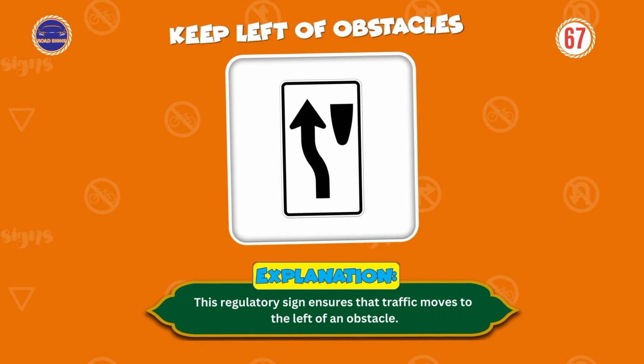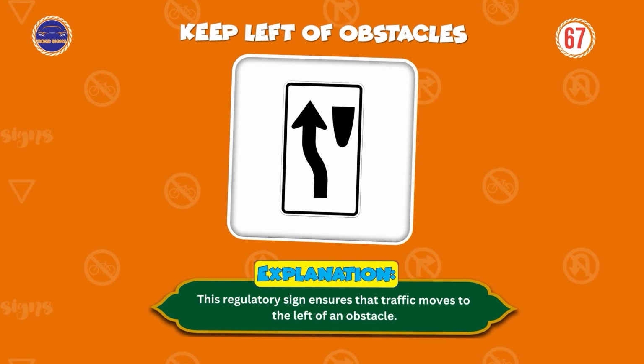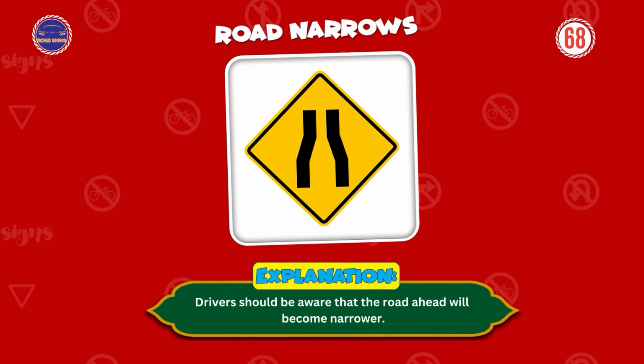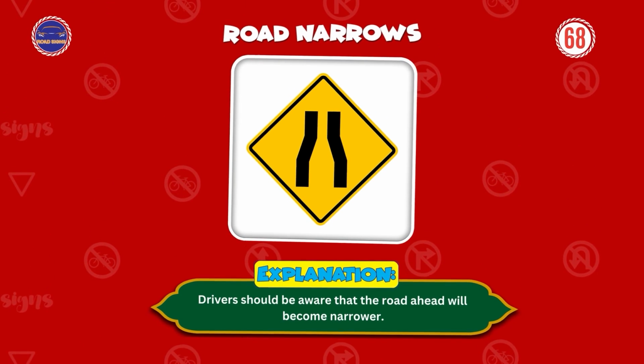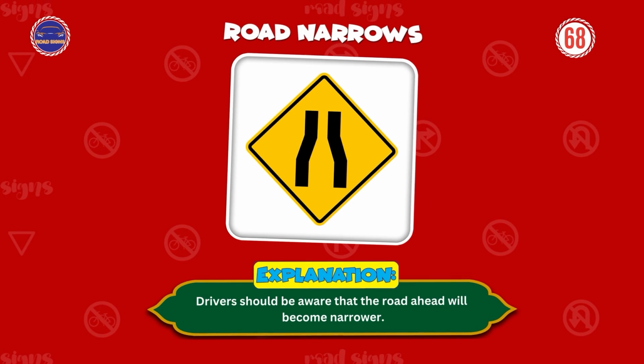This is the keep left of obstacles sign. It instructs drivers to move to the left of an obstacle. This is the road narrows sign. It warns drivers that the road ahead will become narrower.